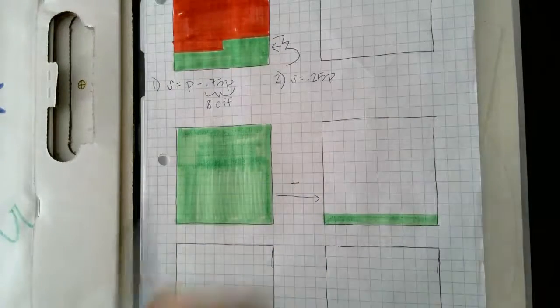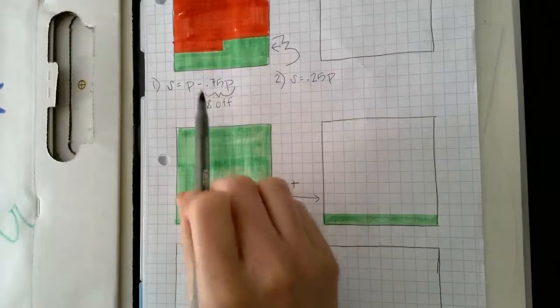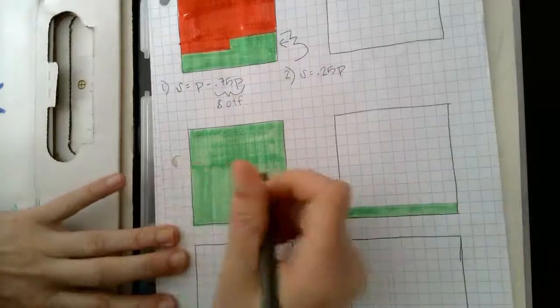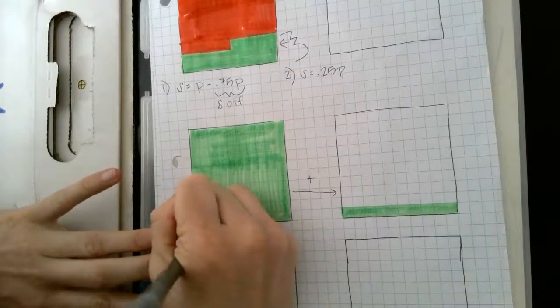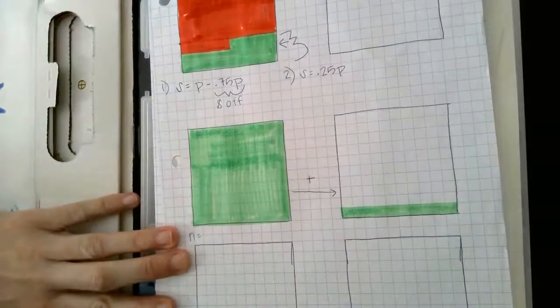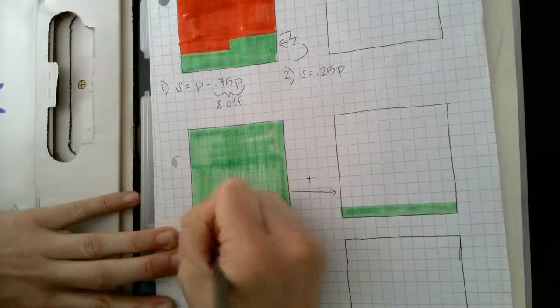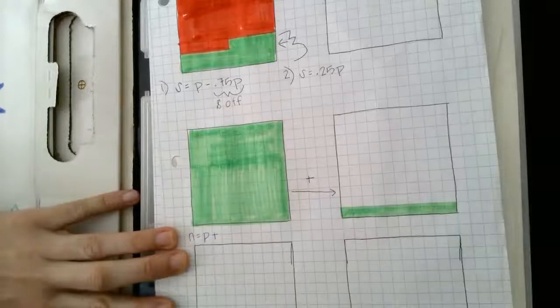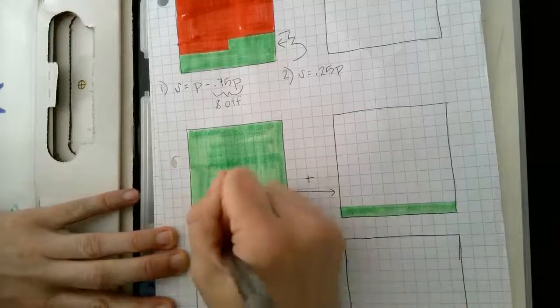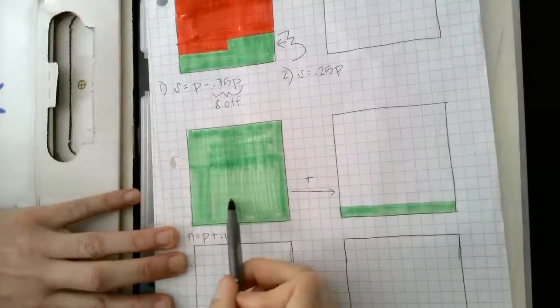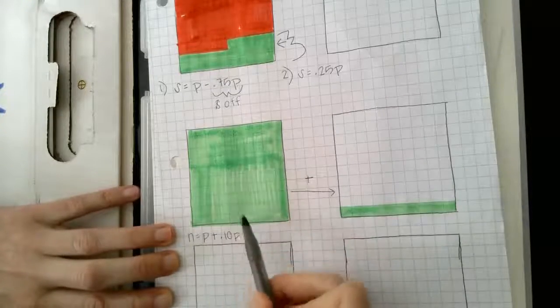So this time, instead of my subtraction, I'm going to use addition. So this would be that the new price, or N, is equal to the original price plus what we're adding to it, which is 10% of the original. So 10% more of this.